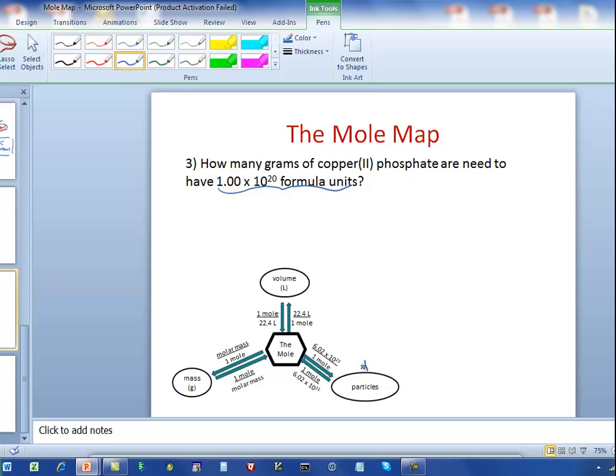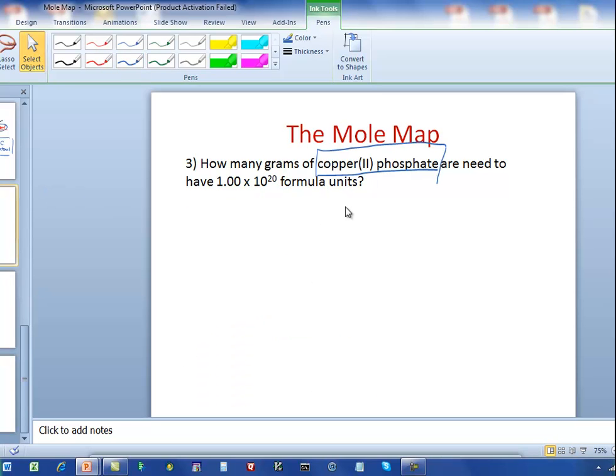And so we're going to be starting right here on the map. And it's asking us how many grams. So we're going to go from particles to moles, and then moles to mass. And to do that, we are definitely going to need the molar mass of this compound. So let's go back and let's get some practice at calculating a molar mass.